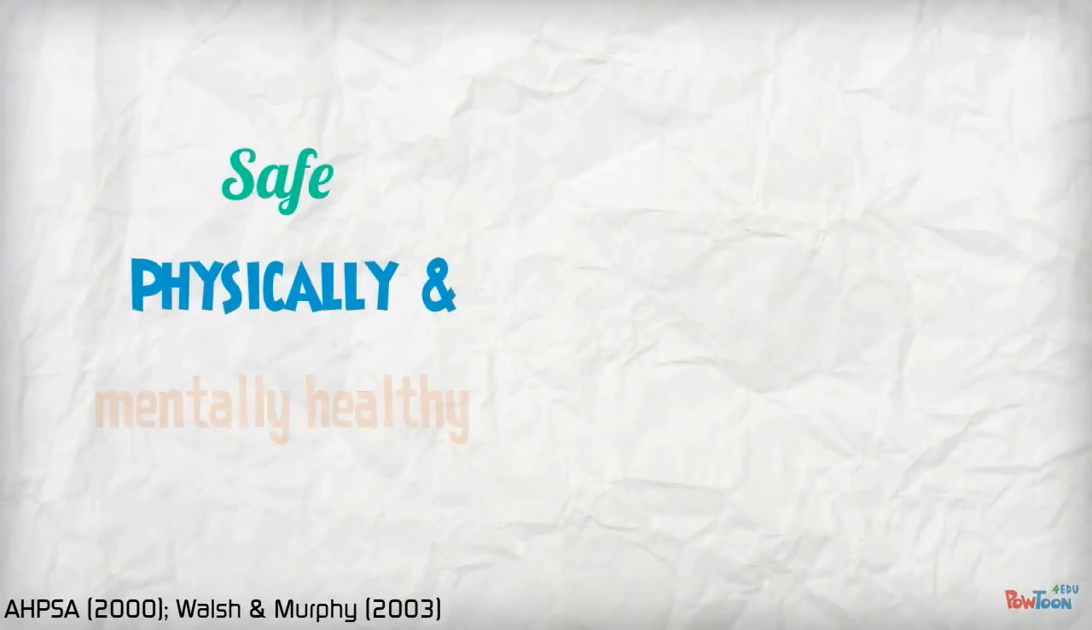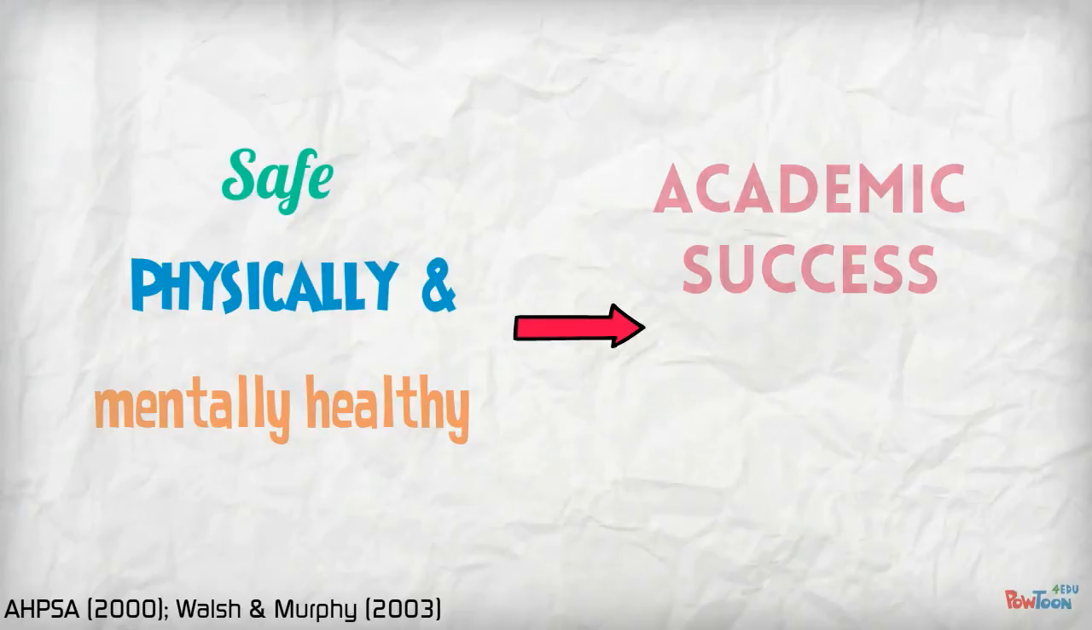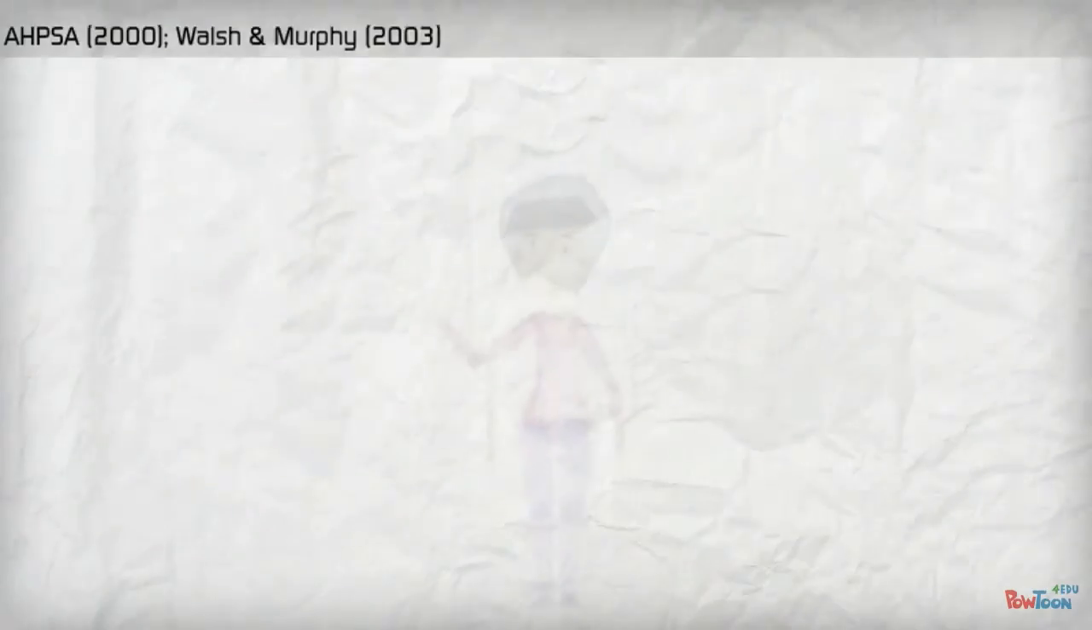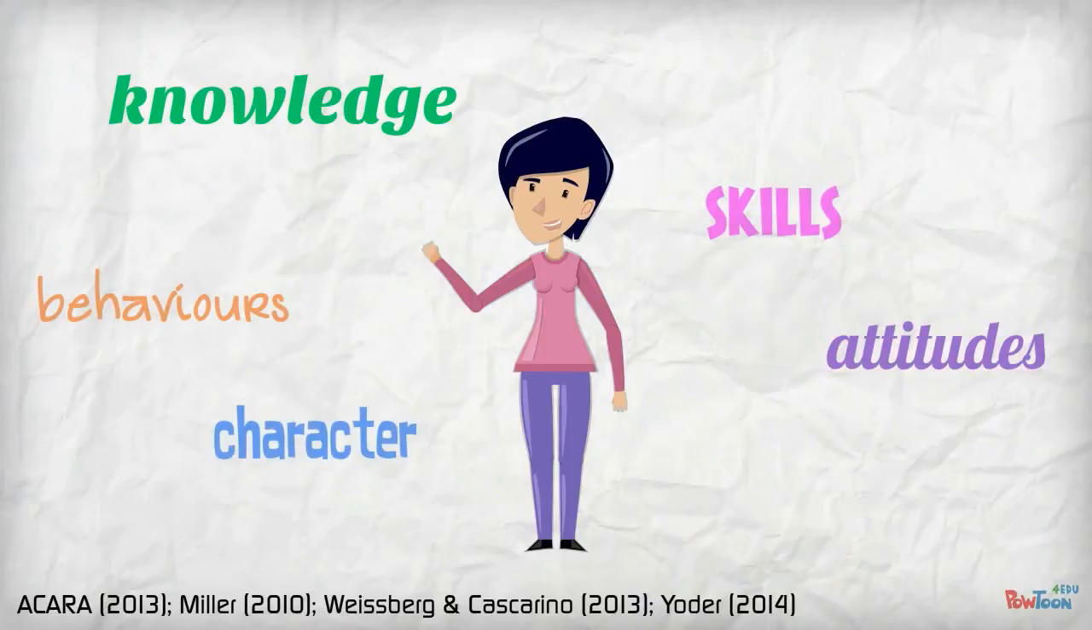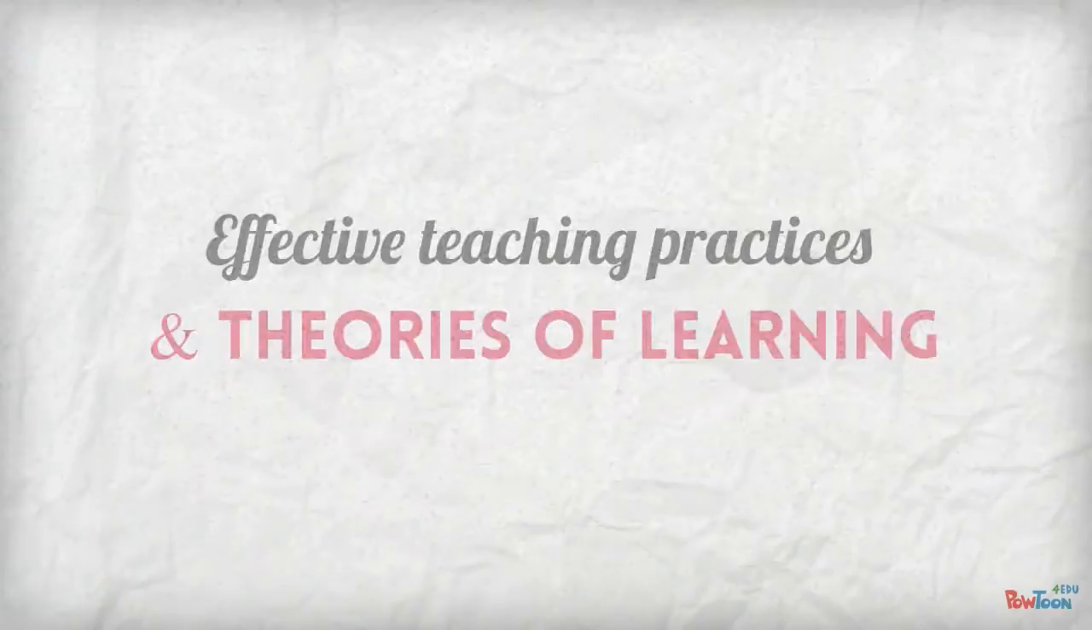These elements are not independent but are inextricably linked, as students who are safe and physically and mentally healthy are more likely to be academically successful. This will enable them to gain the knowledge, skills, behaviours, attitudes and character, together with the academic knowledge in each learning area that they need to live and work successfully as whole human beings in the 21st century.